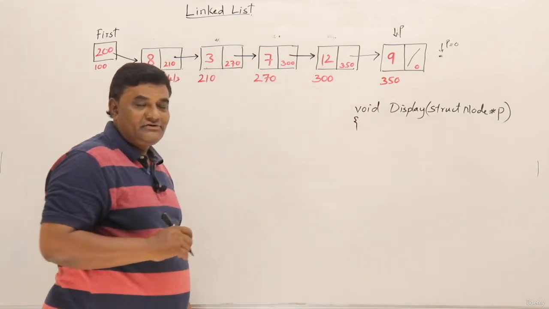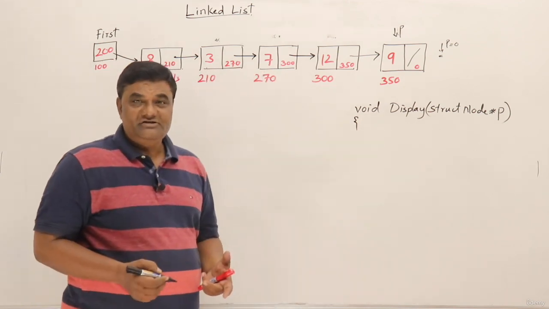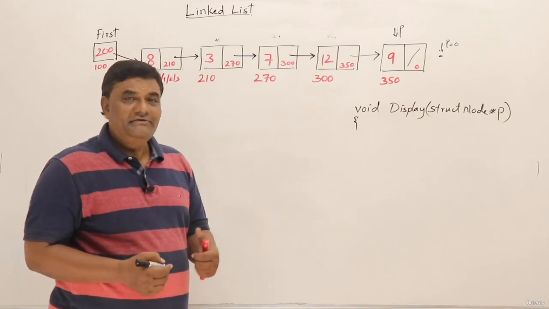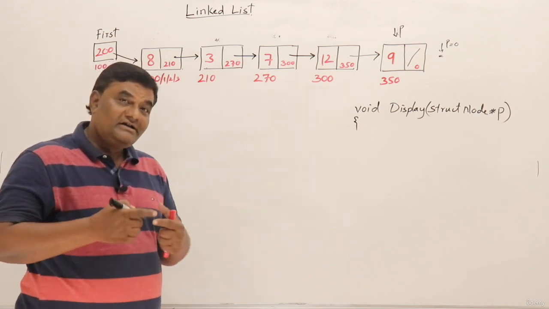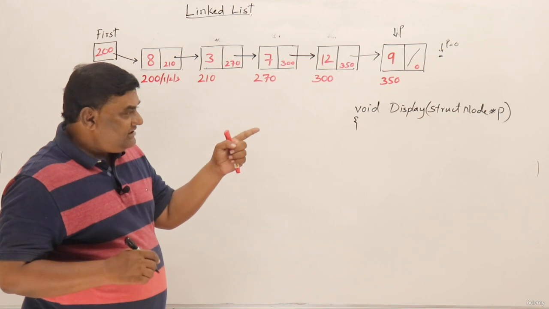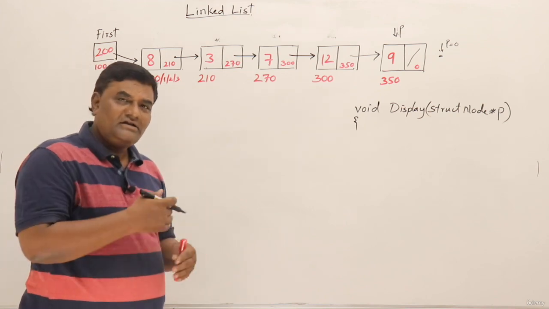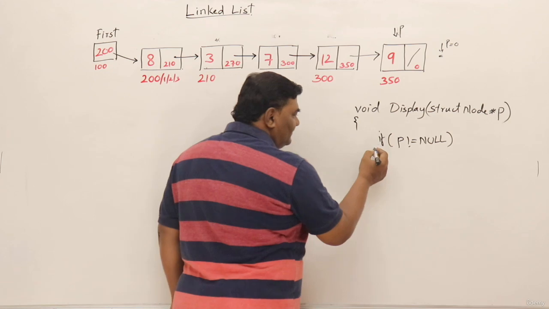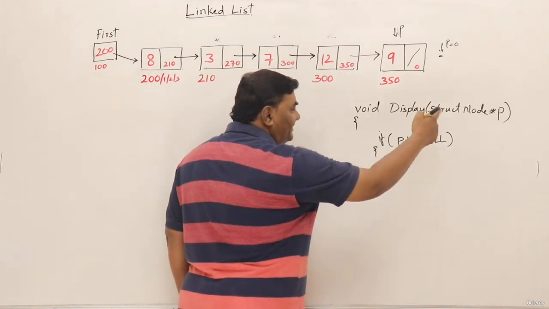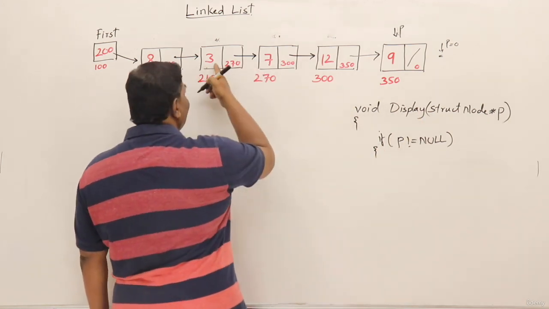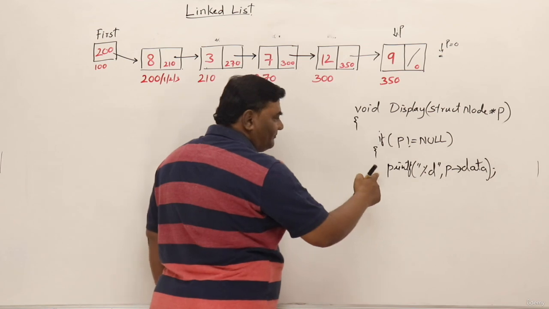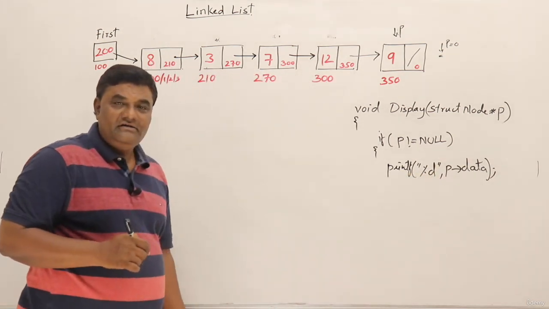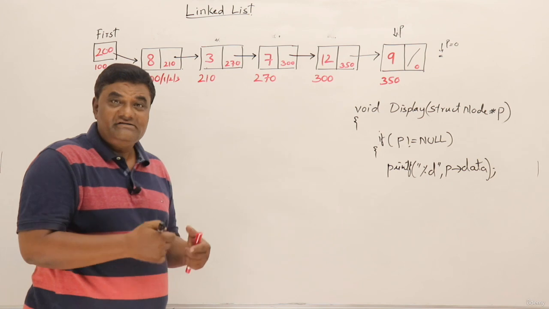as this is recursive, we should write down the base condition. Base condition may be for continuation or termination. So we will write the condition for continuation. If P is not null, then we will print. If P is not equal to null, then print P's data, that is data inside each node. So printf P's data.